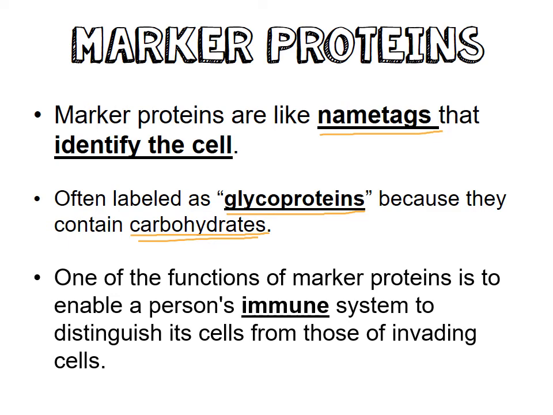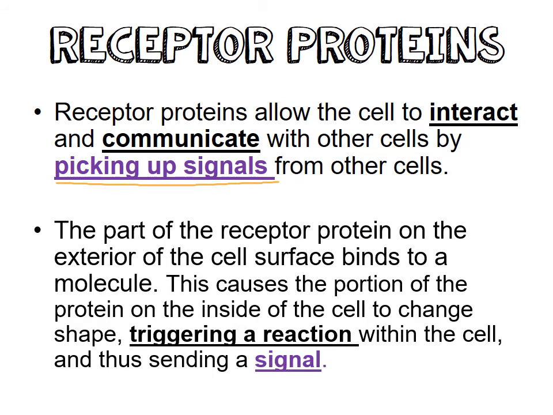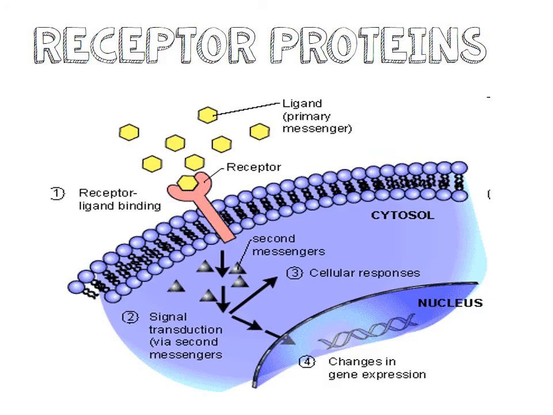Okay, receptor proteins allow the cell to interact and communicate with the other cells, and they do that by picking up signals from other cells. The part of the receptor protein on the exterior of the cell surface binds to a molecule. This causes the portion of the protein on the inside of the cell to change shape, and that's going to trigger a reaction within the cell, and then we get a signal.